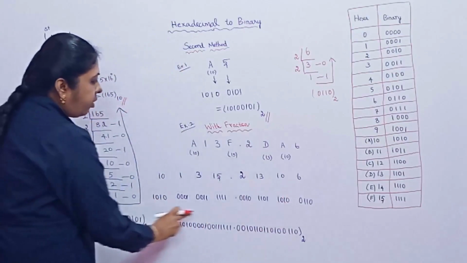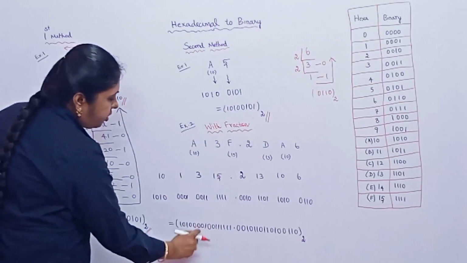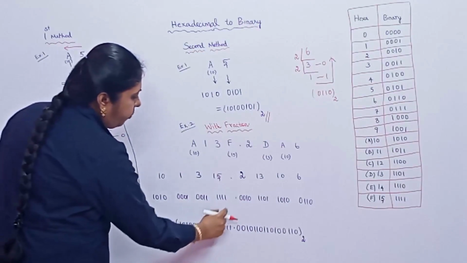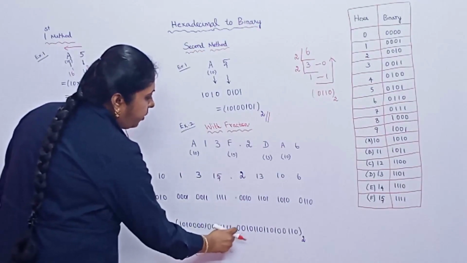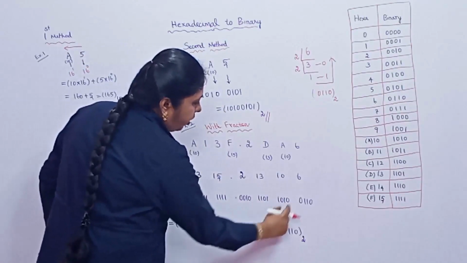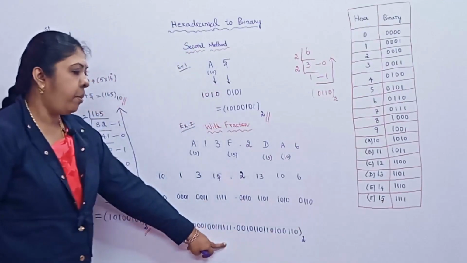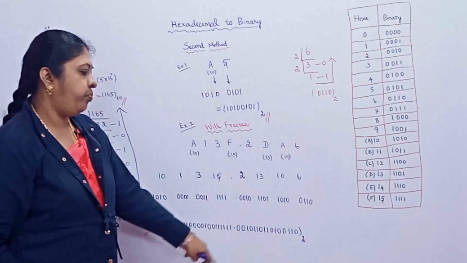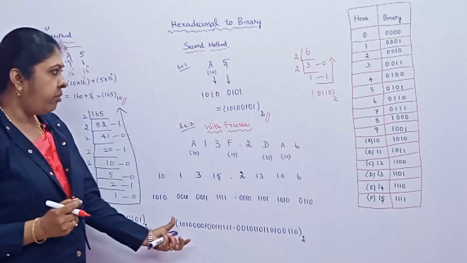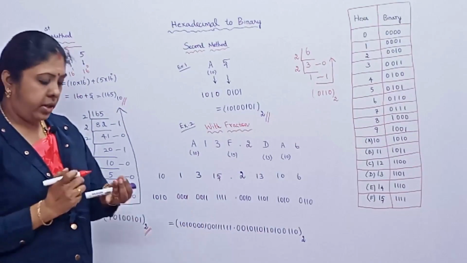Again when combining all the answers we can write here as 1 0 1 0 0 0 0 1 0 0 1 1 1 1 1 1 dot, again writing all those answers 0 0 1 0 1 1 0 1 1 0 1 0 and 0 1 1 0 to the base of 2. So likewise we can substitute and find the binary value directly.